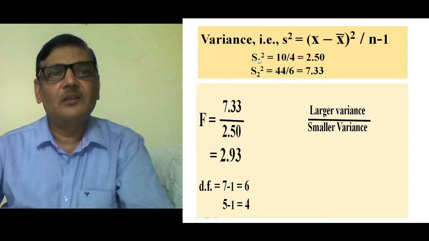the sum of (x1 minus x1 bar) squared divided by n1 minus 1. And we know that this sum has come to 10. So 10 divided by 4, because 5 observations are there. So 10 divided by 4 will be equal to 2.5.